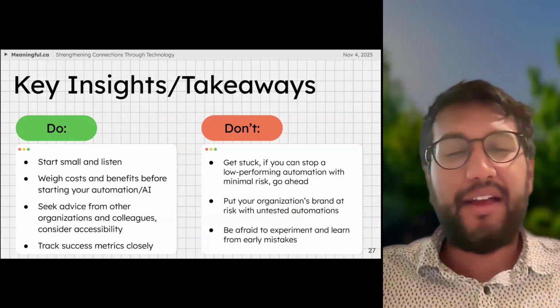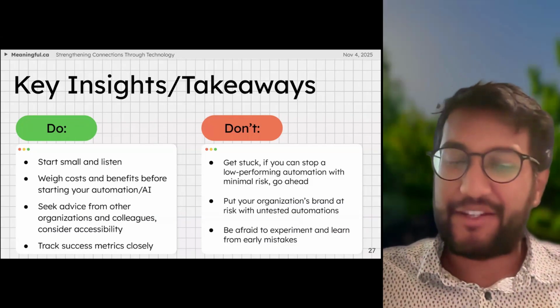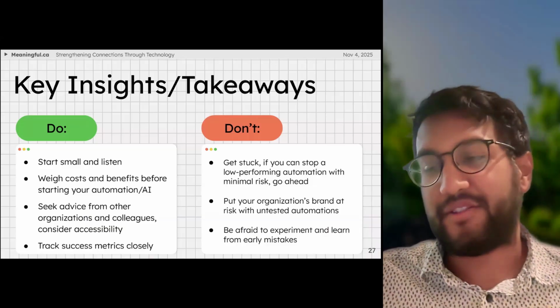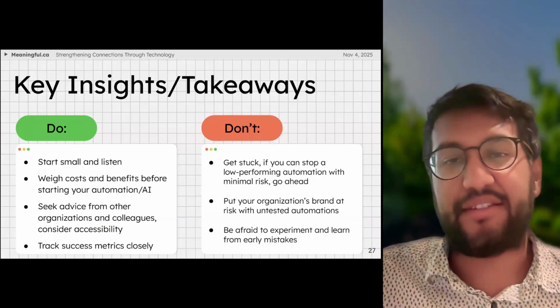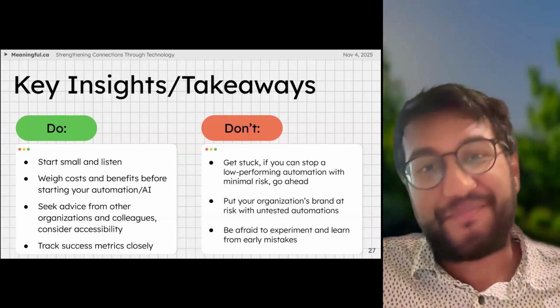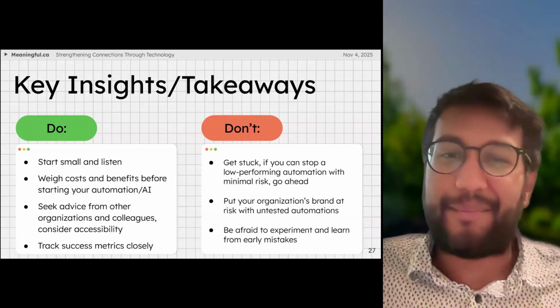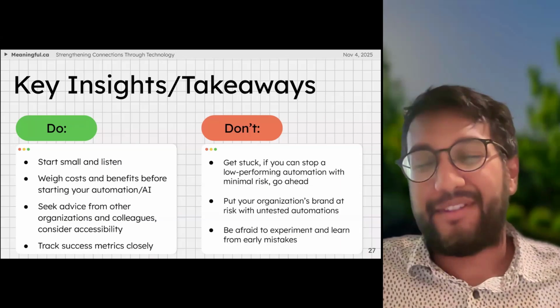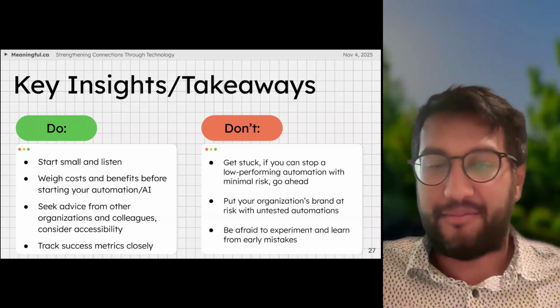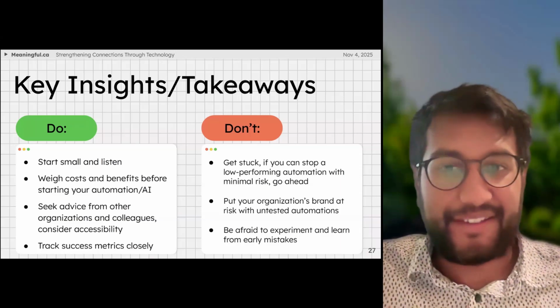Some things to avoid. Let's say you put a lot of work into a certain automation or program and you're really proud of it, but it's just not working or not hitting those success metrics. It's okay to let things go. Something we learned a bit the hard way is that sometimes it's just about doing less so that you can do more in the ways that really matter for your organization.